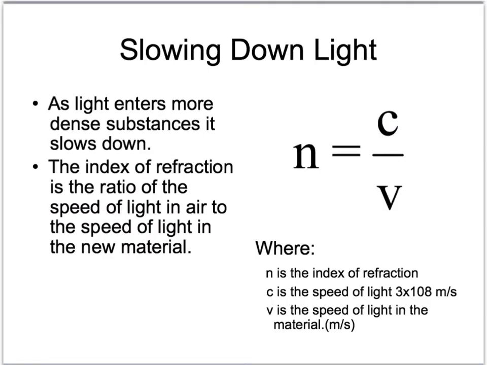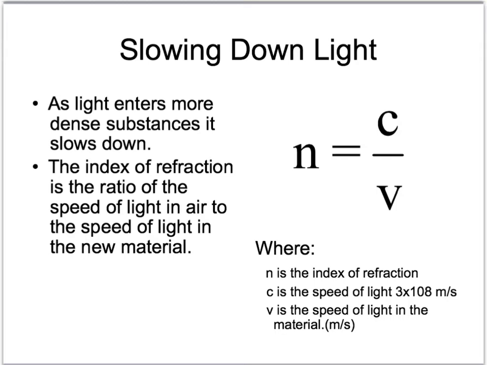Now, we can slow it down. In fact, we do it all the time. Whenever light enters a more dense substance, it slows down. So for example, when it goes from air into water or air into glass, the light actually slows down. In fact, we've designed materials that can slow light down to about 80 kilometers an hour. Now, we give how much the light slows down a special name. We call it the index of refraction.